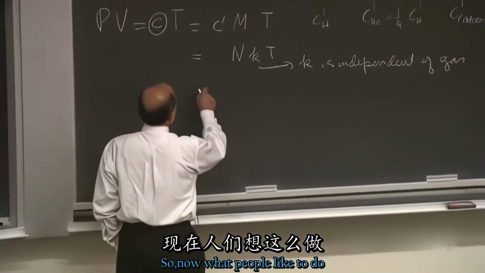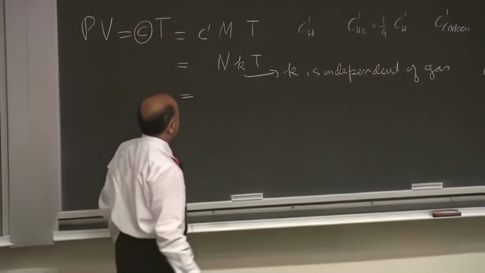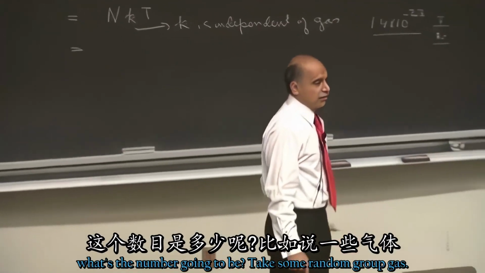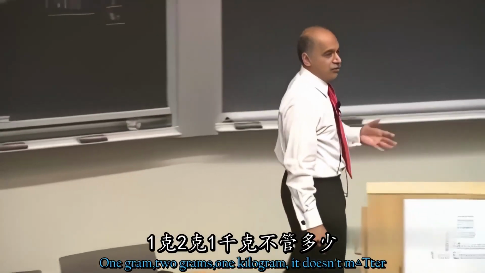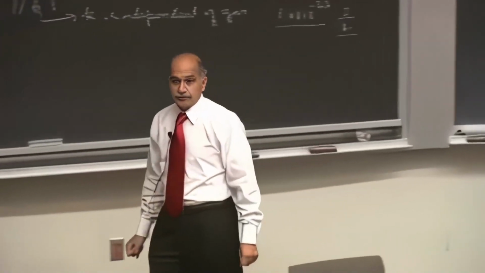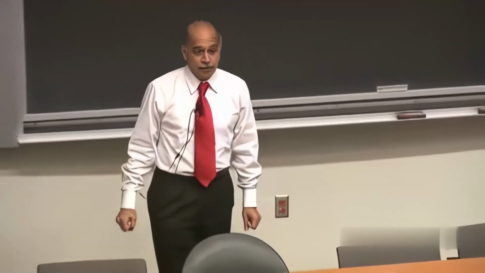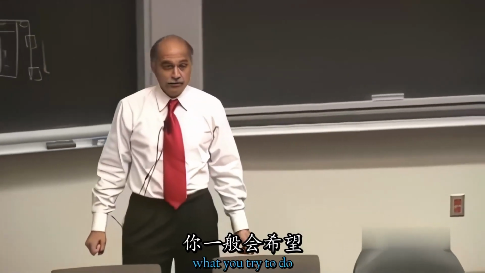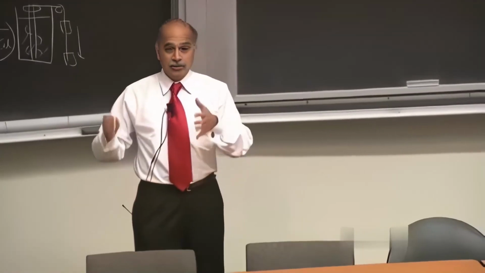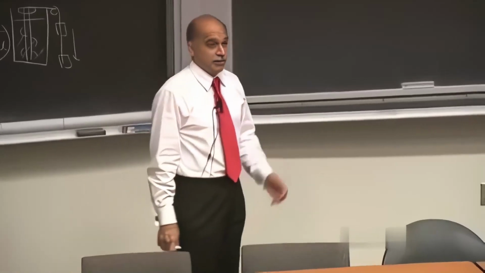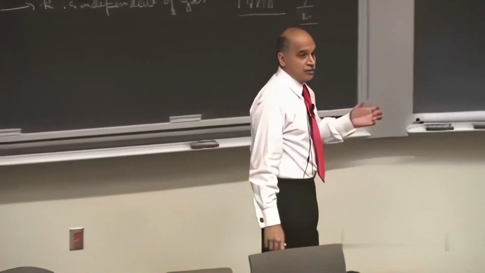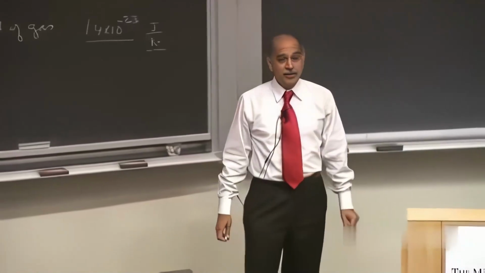So now what people like to do is they don't like to write the number. Because if you write the number in a typical situation, what's the number going to be? Take some random gas, 1 gram, 2 grams, 1 kilogram, doesn't matter. The number you will put in there is some number like 10 to the 23 or 10 to the 25. That's a huge number. So whenever a huge number is involved, what you try to do is to measure the huge number as a simple multiple of another huge number, which will be our unit for measuring large numbers. For example, when you want to buy eggs, you measure in dozens. When you want to buy paper, you may want to measure it in thousands or 500s or whatever units they sell them in. It's a natural unit.